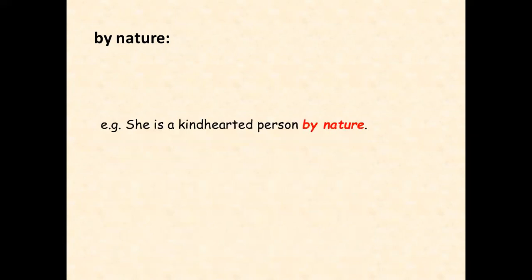By nature. She is a kind-hearted person by nature. Being kind-hearted and nice is part of her personality. It's part of who she is. She is kind-hearted by nature. By nature means essentially or naturally. To be part of yourself or who you are.